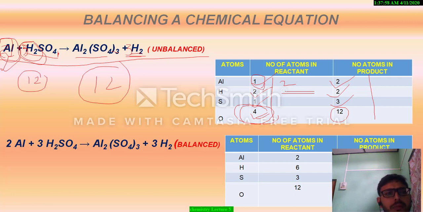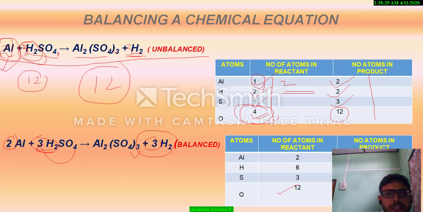That means the balanced chemical equation will be 2, here 3, and here again 3. Now you count: 2 aluminium, hydrogen 6, 3 into 2 is 6 hydrogen, and then oxygen 4 into 3 is 12, oxygen 4 into 3 is 12.